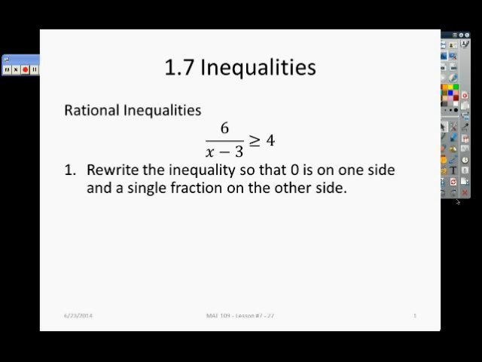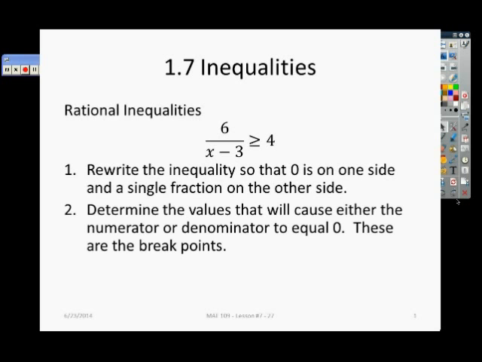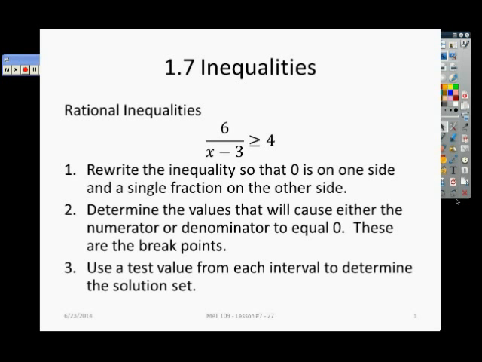Once we have that single fraction, the technique is to find breakpoints. In this type of inequality, the way that you find the breakpoints is to take the numerator of your fraction, set it equal to 0, and solve for x. That will give you breakpoints. You also take the denominator, set it equal to 0, and solve for x. That will give you additional breakpoints. All of those breakpoints taken together will split the number line into a number of different pieces. You then need to pick a point within each of those pieces and check for whether the inequality is true or false.